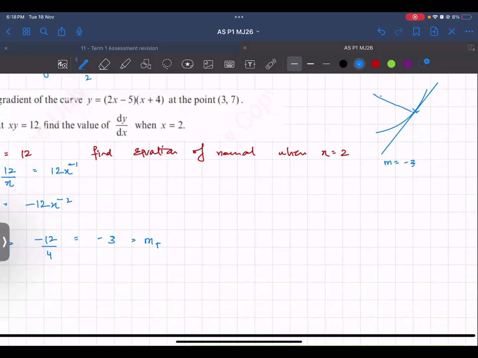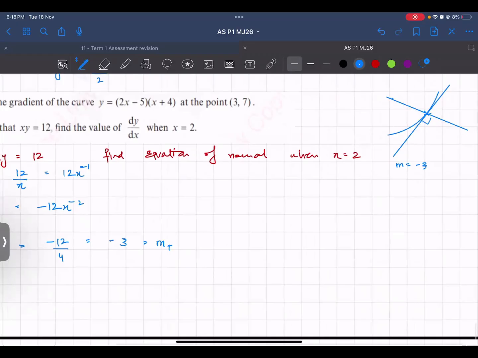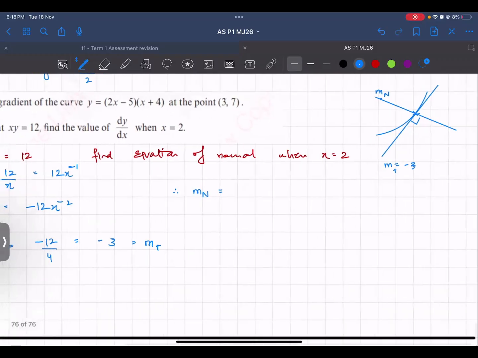The normal would be perpendicular to the tangent, like this. And we know that if the tangent and the normal are perpendicular, their gradients would be negative reciprocals of each other. The gradient of the tangent is minus 3, so the gradient of the normal becomes the negative reciprocal, 1 upon 3, because of the rule we know about perpendicular lines.